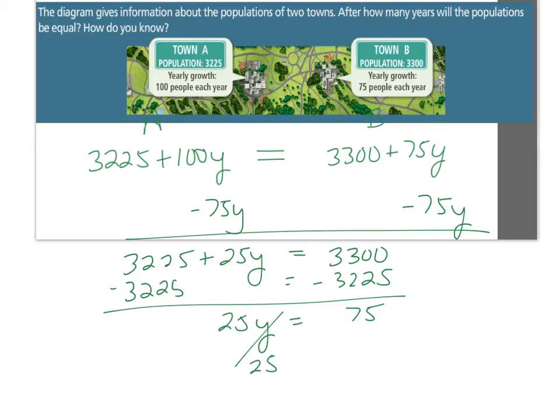Divide both sides by 25 to isolate the variable. We're in the last step, the multiplication step. So I have y equals 3. So in 3 years, their populations will be equal.